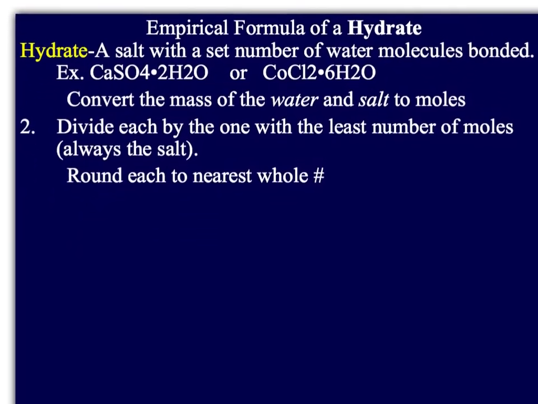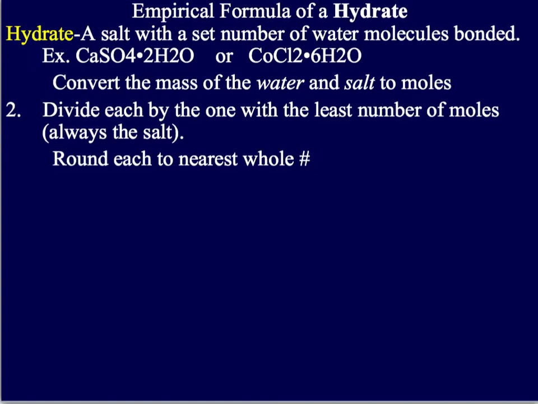So there's 3 steps in order to do that. Step number 1 is convert the mass of the water and the mass of the salt to moles. So basically we're going to separate those. Think of them as being separate elements. Then step number 2, we're going to do just like we did previously, but we're going to divide each of these by the one with the least number of moles, and it's always going to end up being the salt, or the ionic compound, in other words. And then step 3, round each to the nearest whole number. There's not going to be multiplying or anything like that.